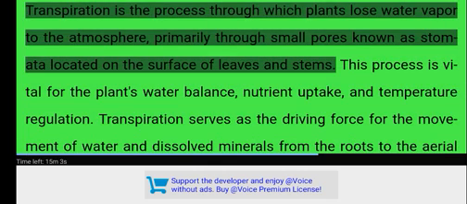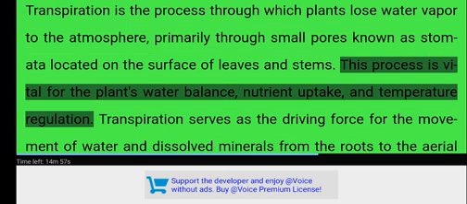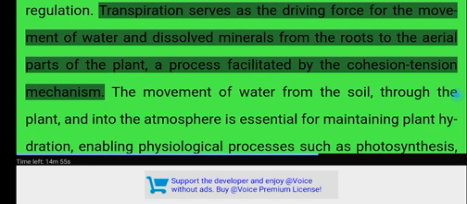Transpiration is the process through which plants lose water vapor to the atmosphere, primarily through small pores known as stomata located on the surface of leaves and stems. This process is vital for the plant's water balance, nutrient uptake, and temperature regulation. Transpiration serves as the driving force for the movement of water and dissolved minerals from the roots to the aerial parts of the plant, a process facilitated by the cohesion-tension mechanism.